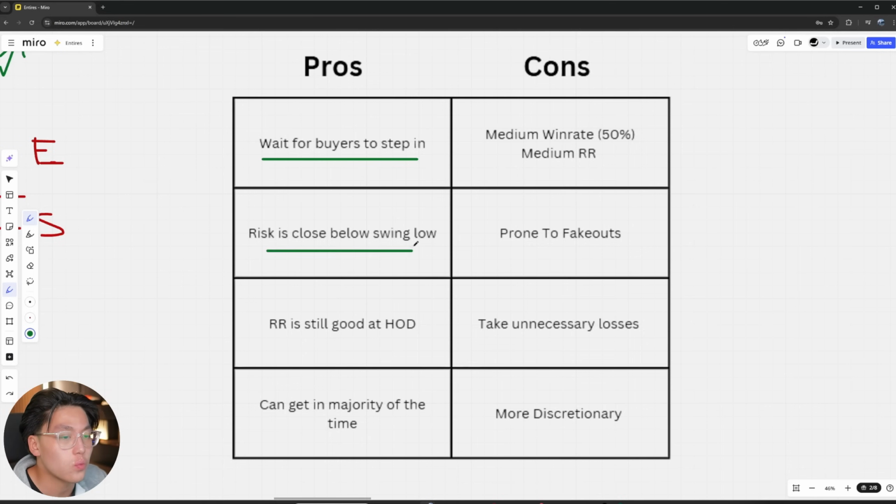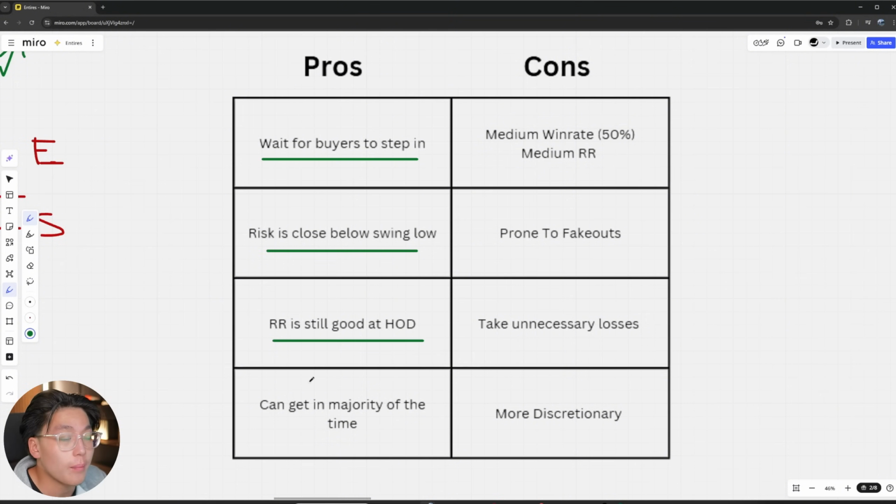Second, what we have is risk is close below swing low. So the most recent swing low that we created, we can risk off that hammer stick candle preferably instead of risking off that market structure low. So our risk will be a lot tighter in comparison to the first entry model.